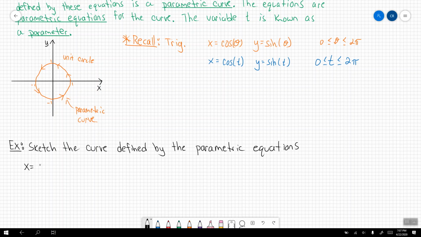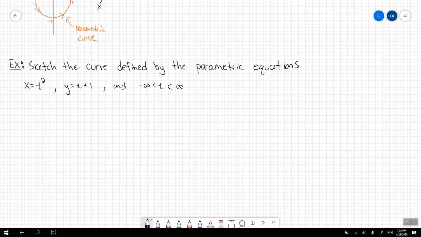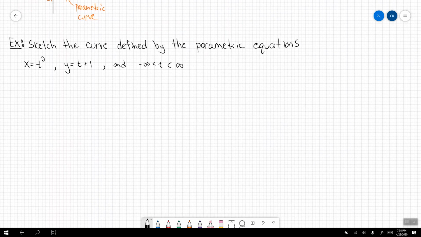x is equal to t squared, y is equal to t plus 1, and t, let's say, is going to be unbounded. Notice I'm still putting this interval around t. This is just to satisfy my option that this value for these parametric equations will always be increasing or decreasing depending on what t values we're going to be looking at.